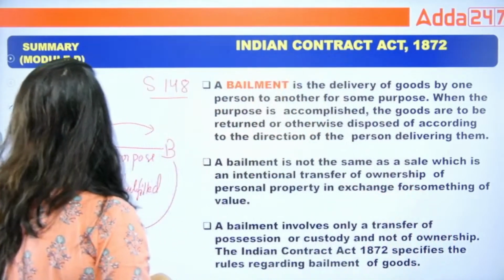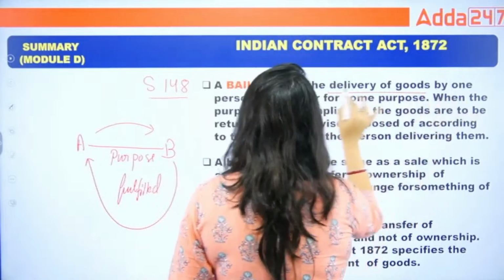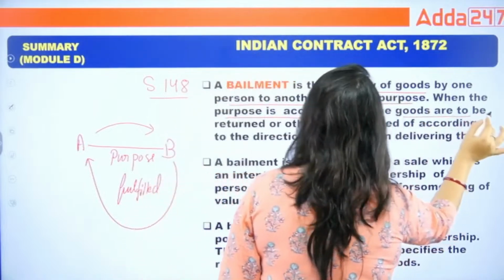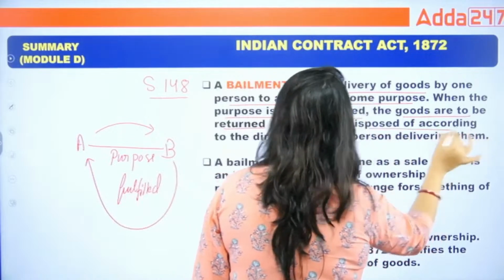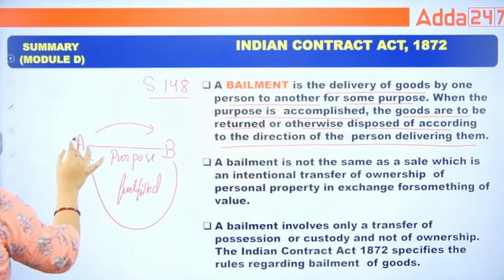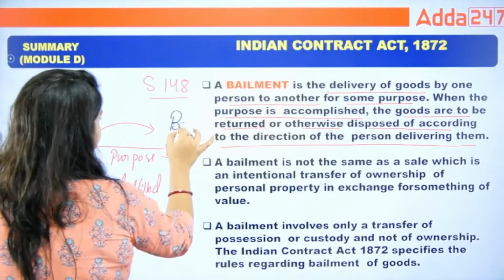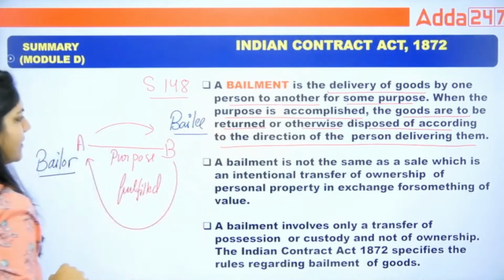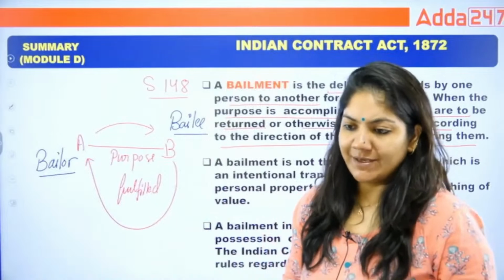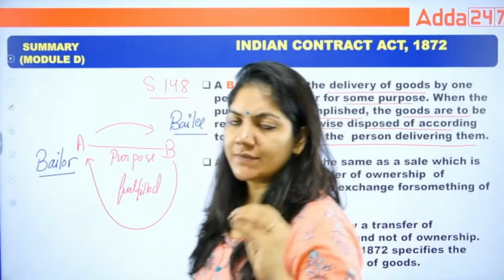So according to Section 148, bailment is the delivery of goods by one person to another for some purpose, and when the purpose is accomplished, the goods are to be returned or otherwise disposed of according to the direction of the person delivering them. And class, in bailment you have to remember that person A is called the bailor and person B is called what? Bailee. Bailor and bailee. This is the exact name of the parties of bailment. So this is a simple definition of bailment, and you have to focus on the definition.